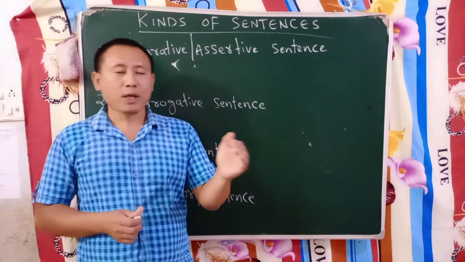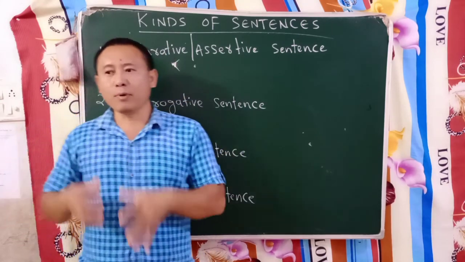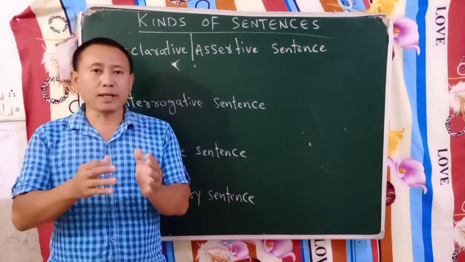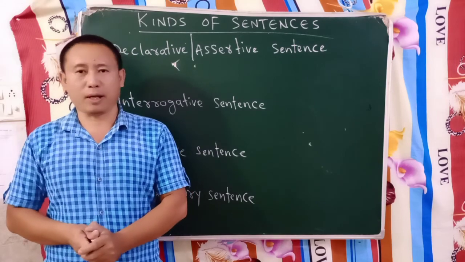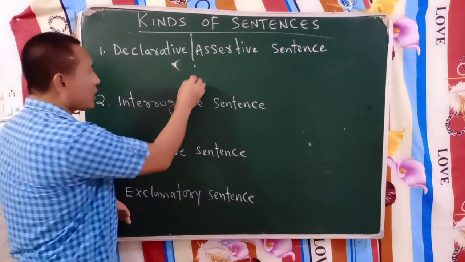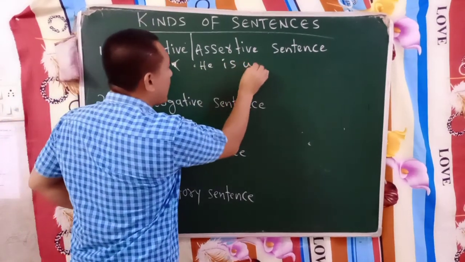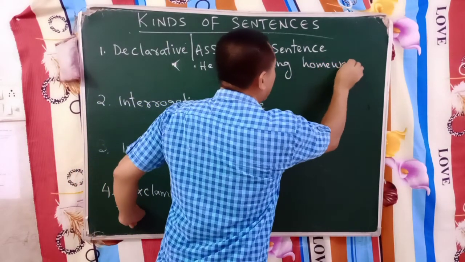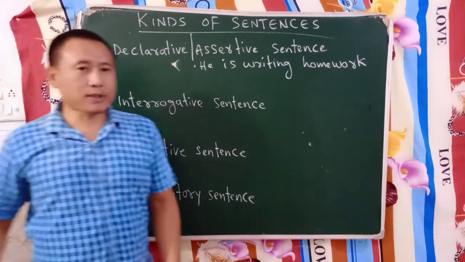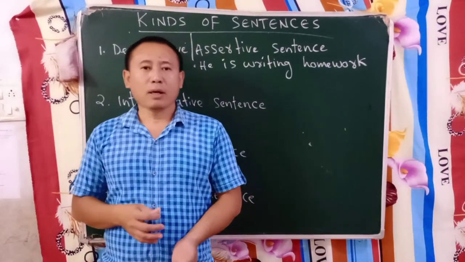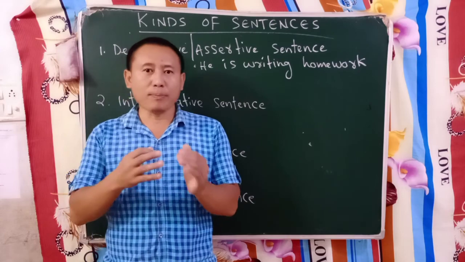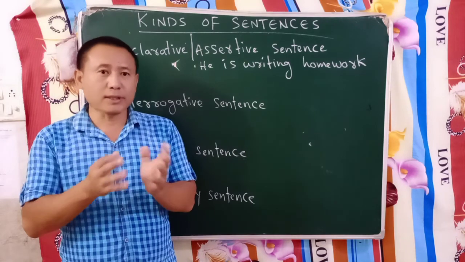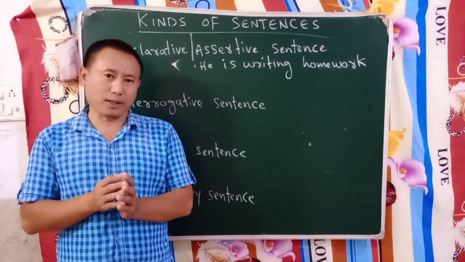He is studying, he is eating, he is reading, I'm eating, I'm bathing. We say such things, we give a statement. This kind of sentence we call declarative sentence. He is writing homework, he is writing letter, he is going to market. Here we are declaring something or someone. So this type of sentences we call declarative sentence.